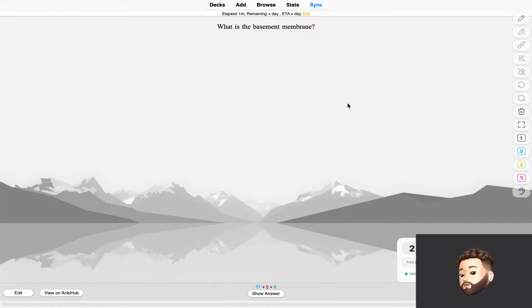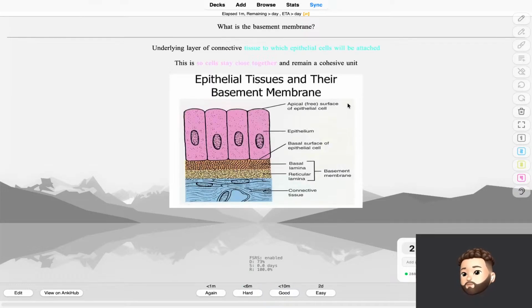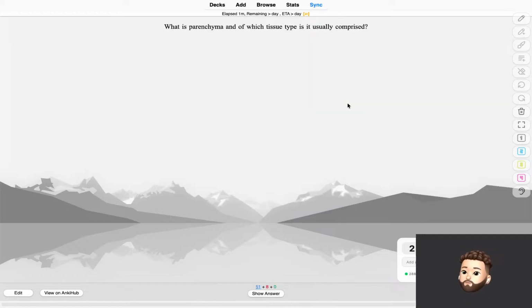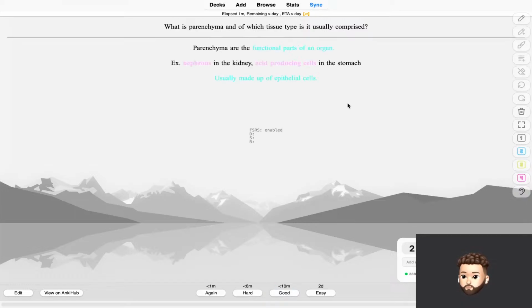What is the basement membrane? The basement membrane is the structure made of connective tissue to which the epithelial cells are attached. Oh my god, bro. What is parenchyma? The parenchyma is the functional part of the tissue. It's made of epithelial tissue. Functional part of an organ.